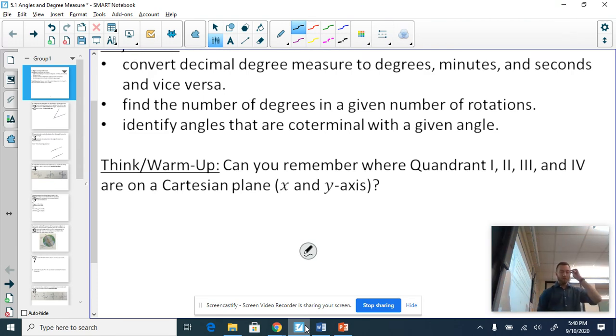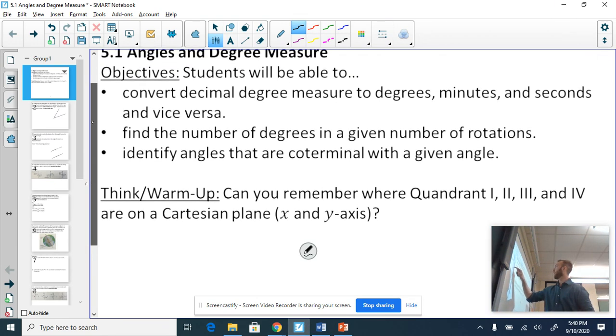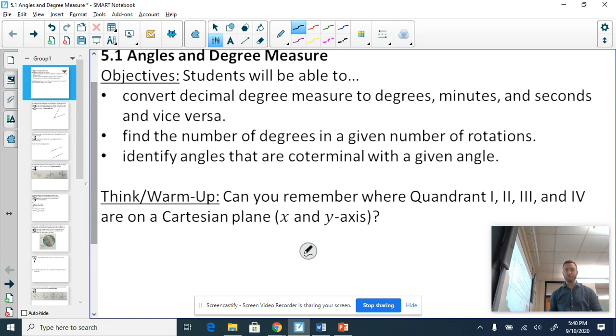We're going to be going over 5.1, which is angles in degree measure.